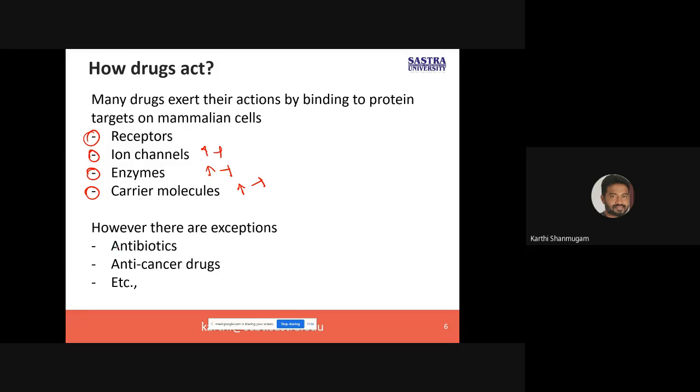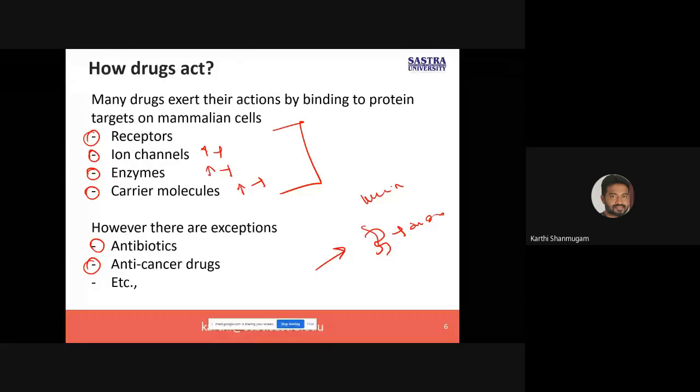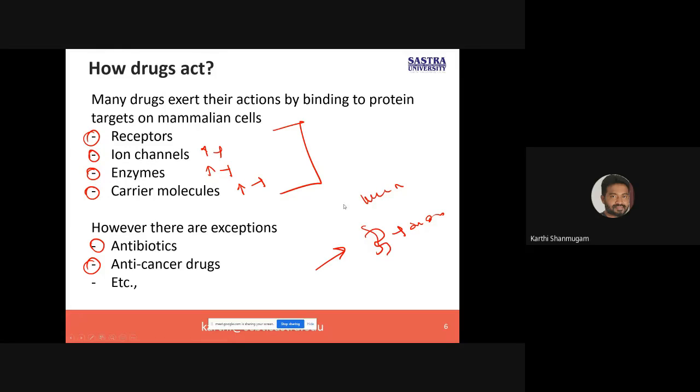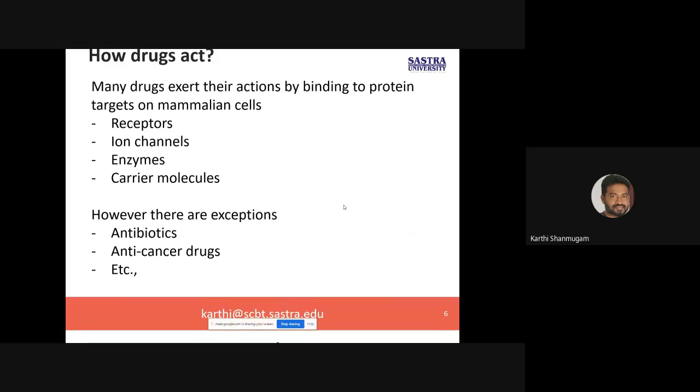There are some exceptions, right? So not necessarily that all the molecules should act in this same way. There are some exceptions. There are many antibiotics and anti-cancer drug molecules. Their mode of action may be completely different, right? So anti-cancer drug molecules may go and bind to DNA, okay, where they can inhibit the synthesis of DNA. Antibiotics can kill the bacteria. The mode of action of those molecules may be slightly different, not by activating or inhibiting some protein molecules which are present in the cell. Okay.